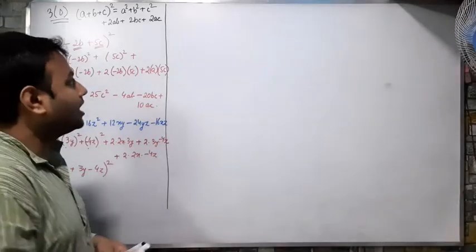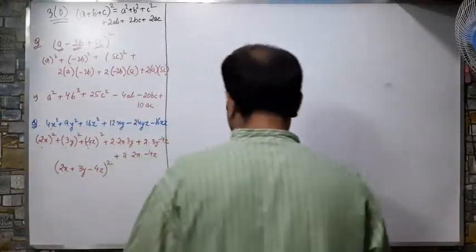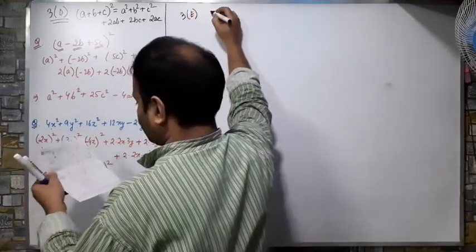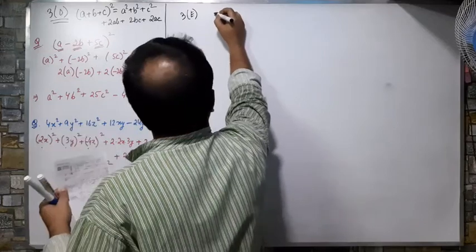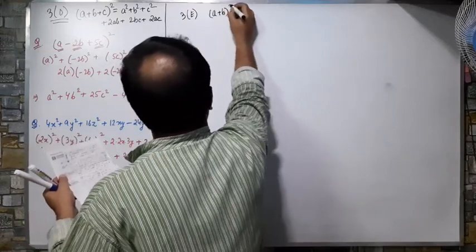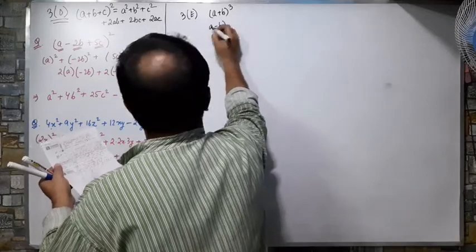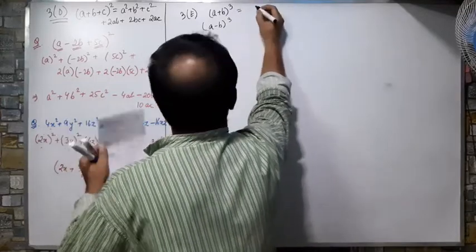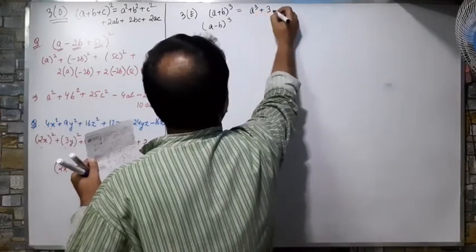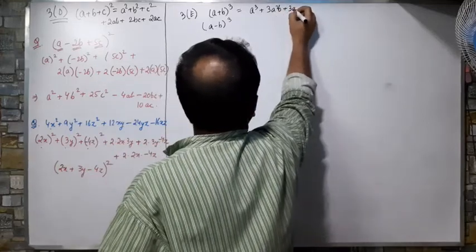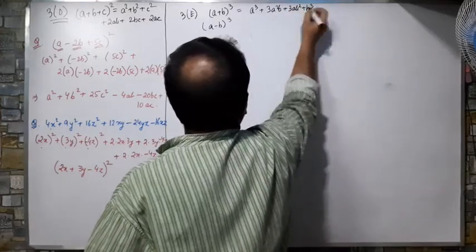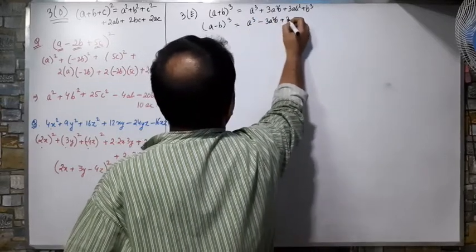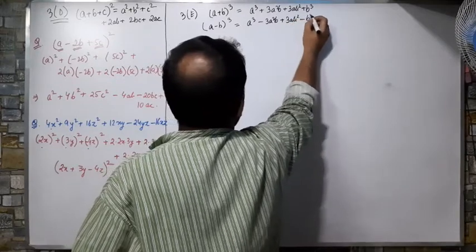Correct? Now the next exercise. The next exercise is based on the formula a plus b whole cube and a minus b whole cube. What am I getting? A plus b whole cube, the formula is a cube plus 3a square b plus 3ab square plus b cube. And this is the formula: a minus b whole cube equals a cube minus 3a square b plus 3ab square minus b cube.